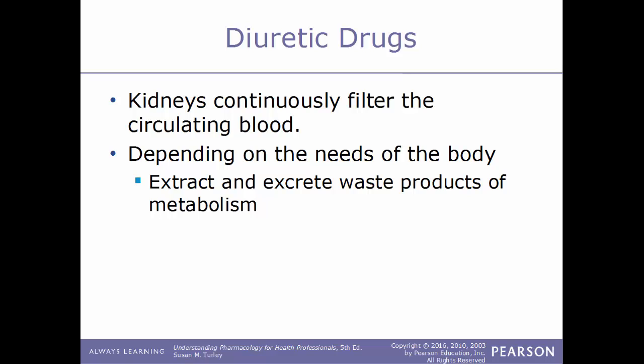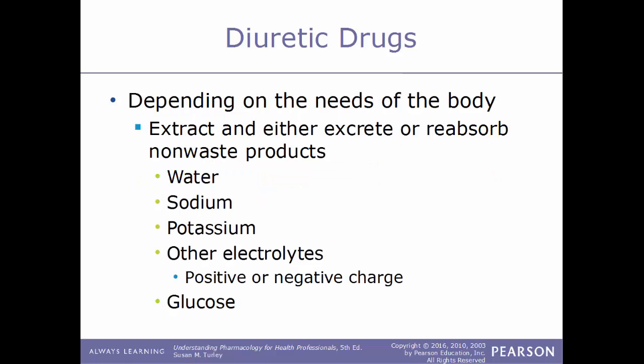Of course, the main organ of the urinary system would be the kidneys, and the kidneys continuously filter circulating blood, and depending on the needs of the body, will extract and excrete waste products of metabolism. Also, depending on the needs of the body at that time, the kidneys can extract and either excrete or reabsorb non-waste products. And these non-waste products can include water, sodium, potassium, electrolytes, either positive or negative electrolytes, and glucose.